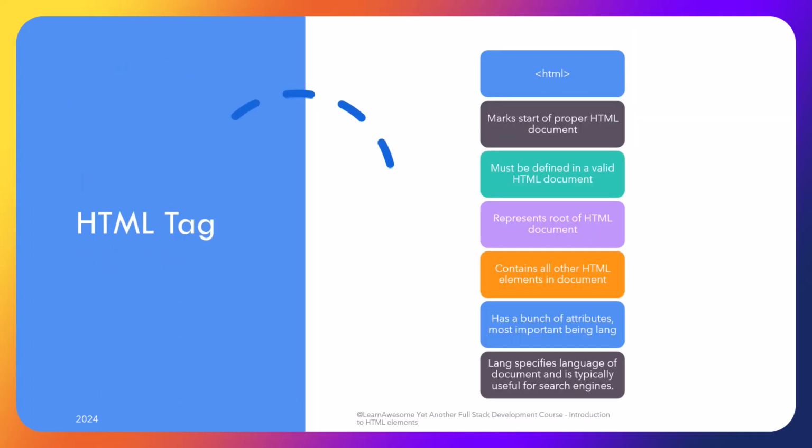Let's look at the HTML tag now. The HTML tag, or angle bracket HTML tag, represents the root of an HTML document and contains all other HTML except the doctype declaration, which is not even a tag anyway. Again, for a valid HTML document, the HTML tag must be defined. It has a bunch of attributes, the most important of which is the lang attribute, where you specify the language of the document, and it is really helpful for search engines, etc.